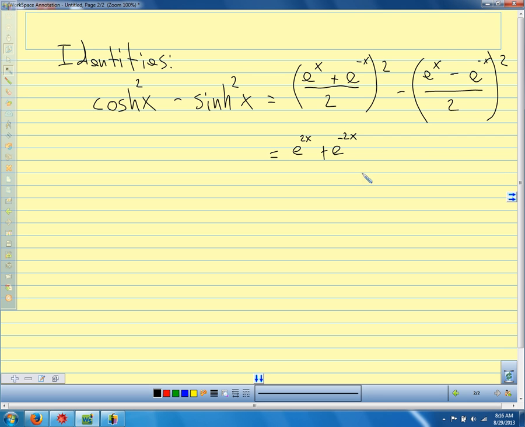What's e to the x times e to the minus x? E to the 0. 1, and we have 2 of those terms, so we get plus 2 over 4. E to the x times e to the minus x is e to the 0. We add the exponents, right? Minus, and this will be similar except for a sign. So we get e to the 2x plus e to the minus 2x. And we get a minus 2 there.